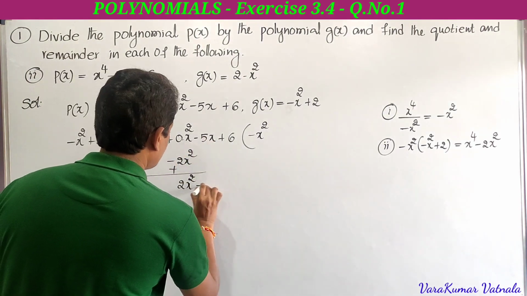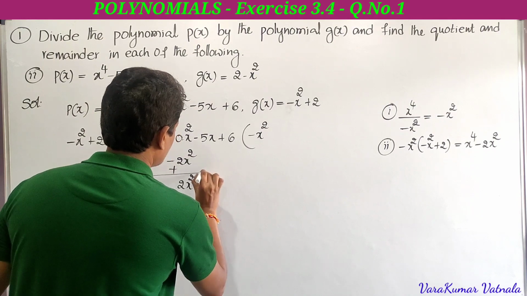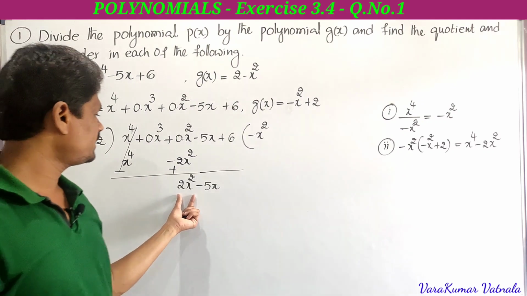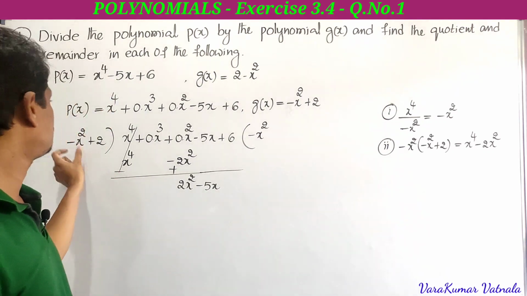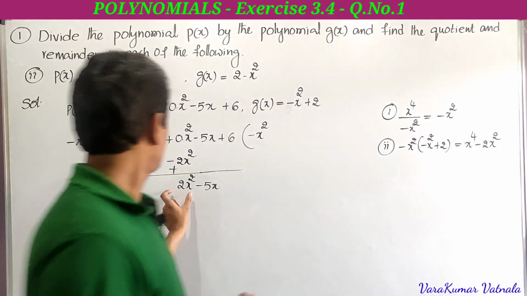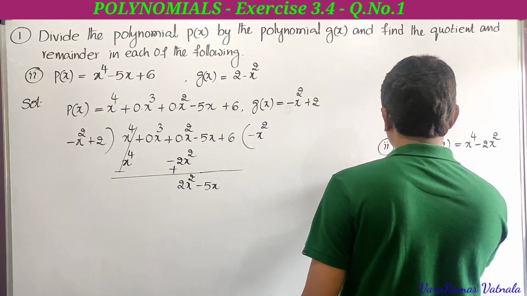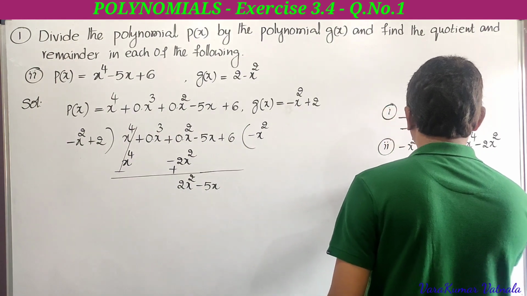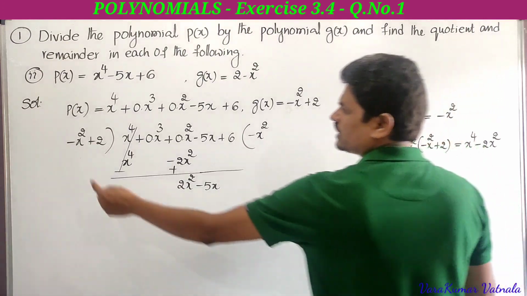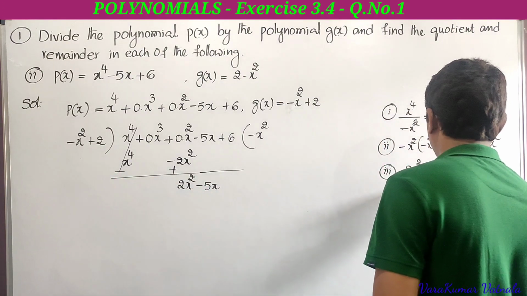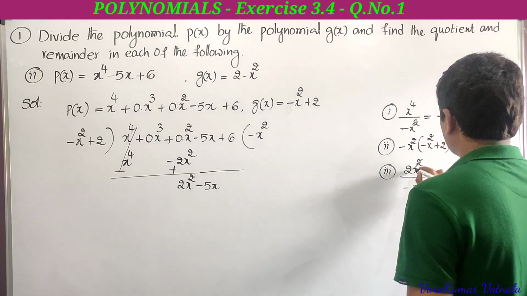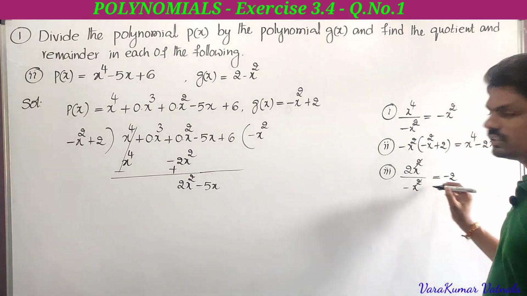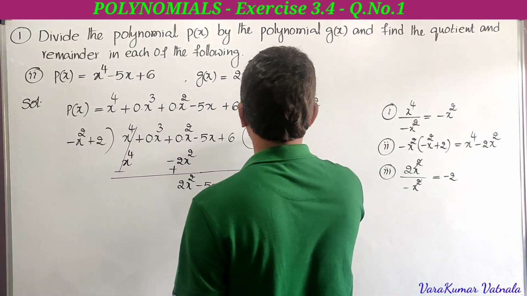So next write minus 5x. Now divide the first term by the first term of the divisor. Here the first term is 2x square. 2x square divided by minus x square: x square gets cancelled, we get minus 2. Write this minus 2 in the place of quotient.